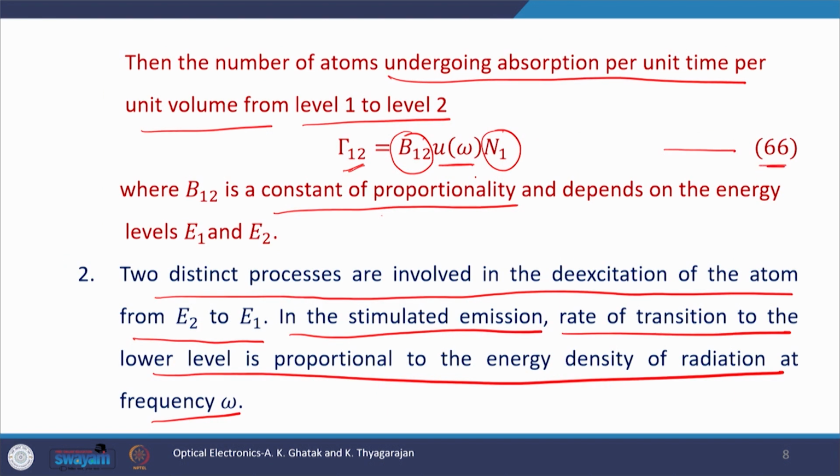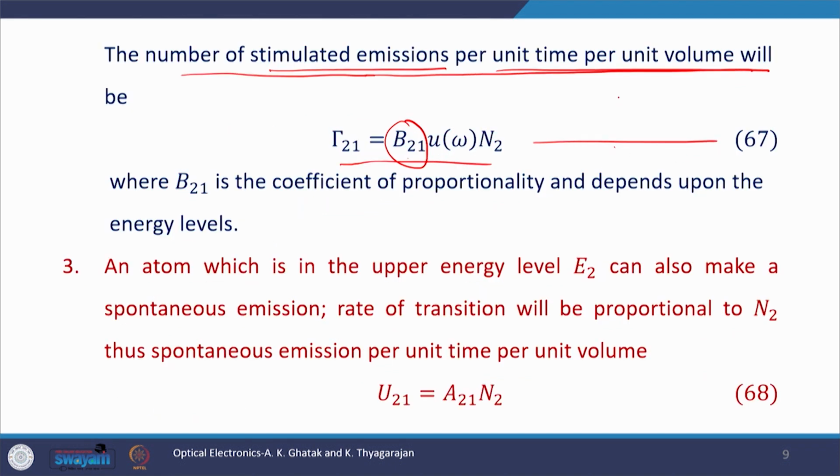Observe the difference between the two B coefficients which we saw. In equation 66, it is B12, designating transition from level 1 to level 2. And in equation 67, we have B21, which represents transition from level 2 to level 1. Here we are talking about stimulated emission, and in the earlier equation we were talking about absorption. Now, let us talk about spontaneous emission.